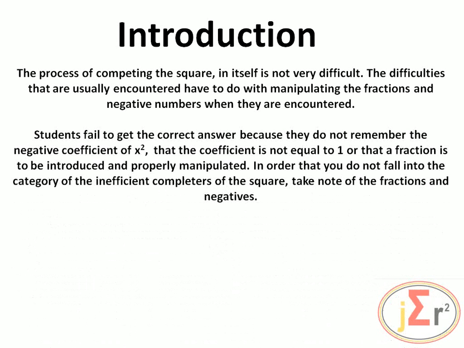Students fail to get the correct answer because they do not remember the negative coefficient of x squared, that the coefficient is not equal to 1, or that a fraction is to be introduced and properly manipulated. In order that you do not fall into the category of the inefficient completers of the square, take note of the fractions and negatives.